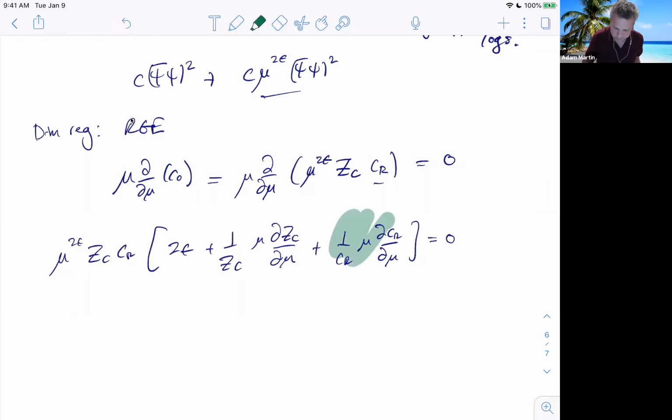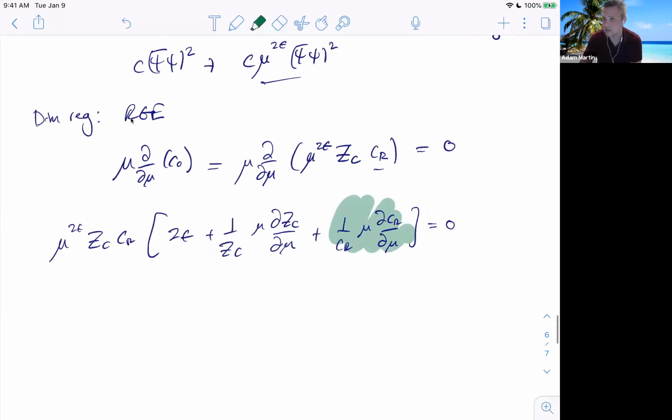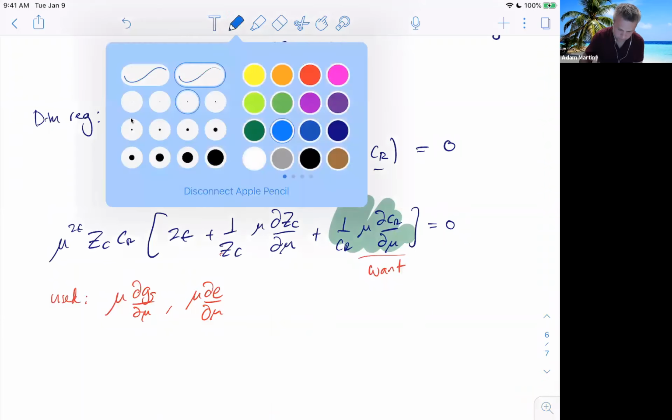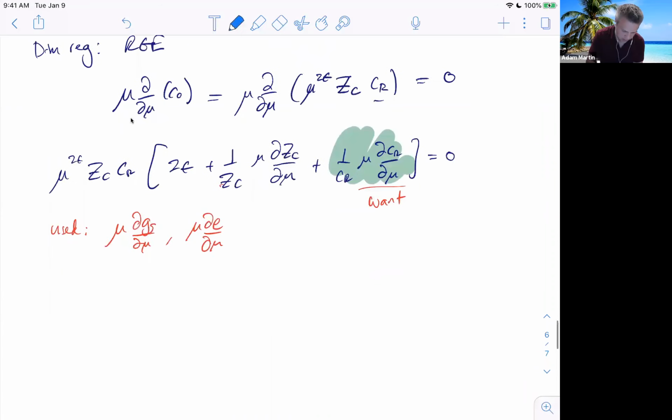This is our goal: how does the coupling run with mu? We are used to calculating something like mu d g strong d mu, mu d e d mu. We've calculated those, and we're doing the same sort of thing here. So if I want to solve this equation, I need some of these ingredients. That is step one.